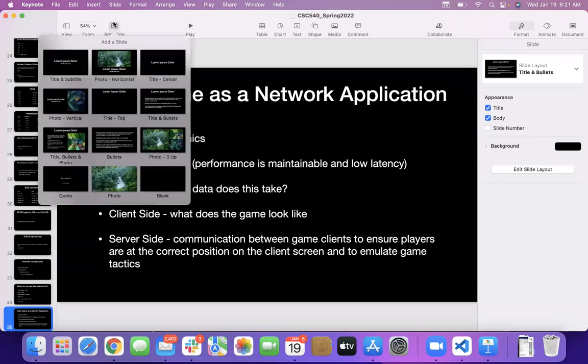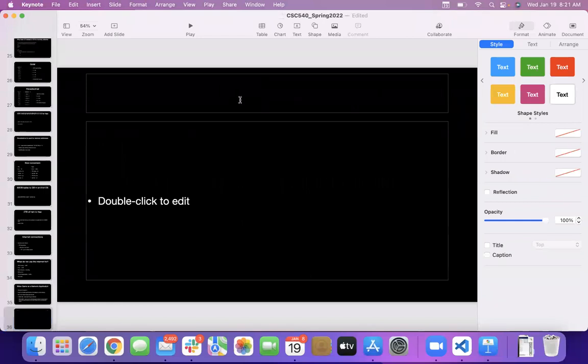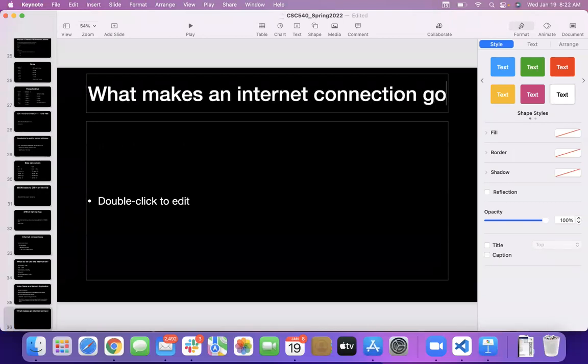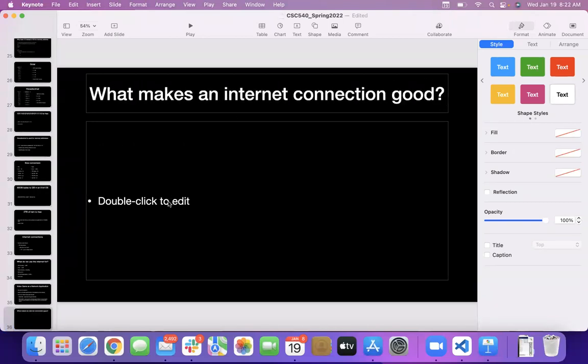All right, so now we come down to what makes an internet connection good. All right. So one thing we might say is, is there such a thing as the best internet connection? What do you think? Is there a best internet connection that you can get? Yes. Okay. Tell me about it.